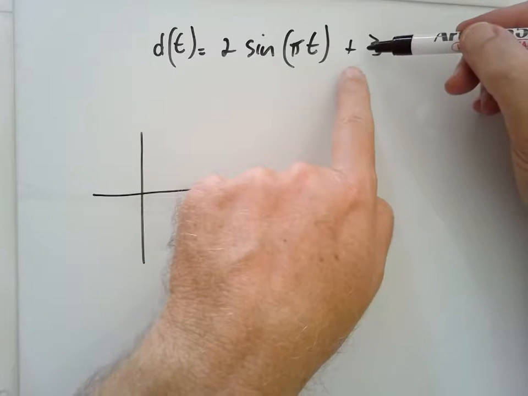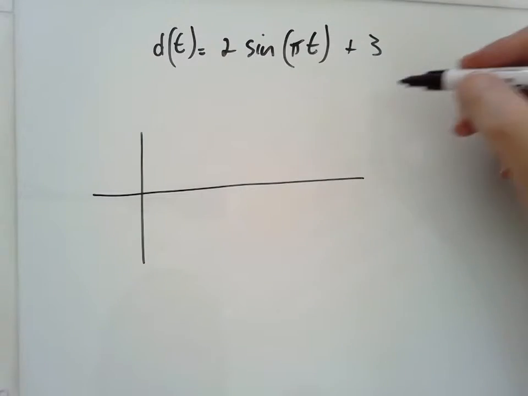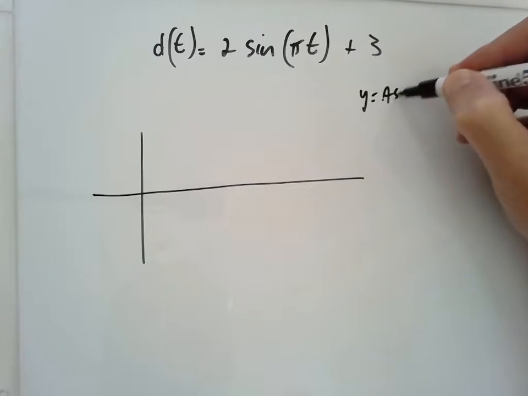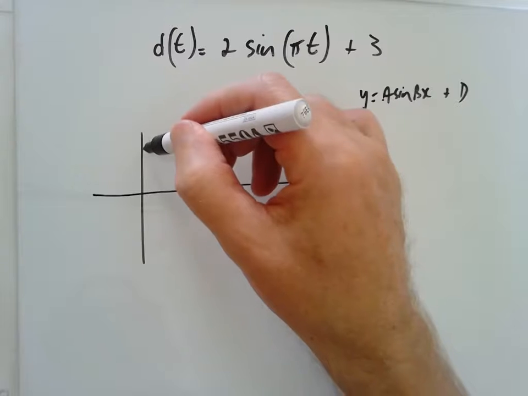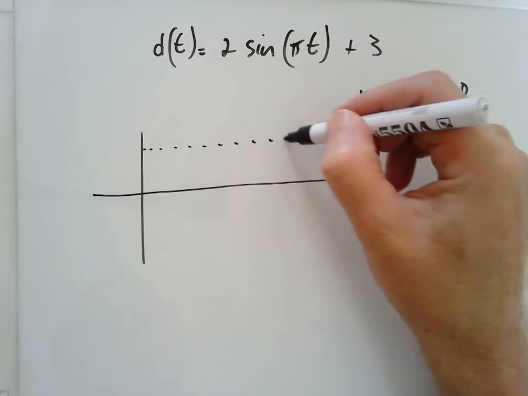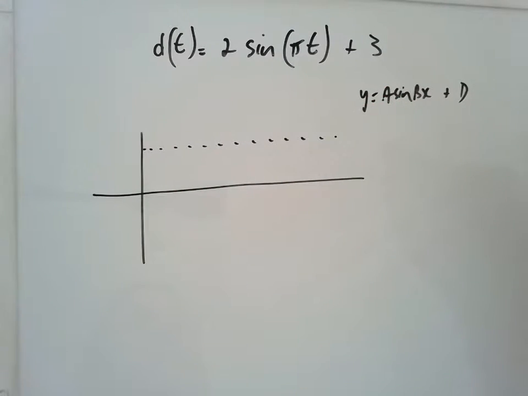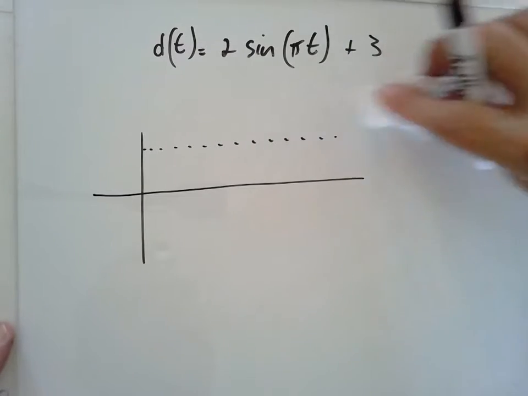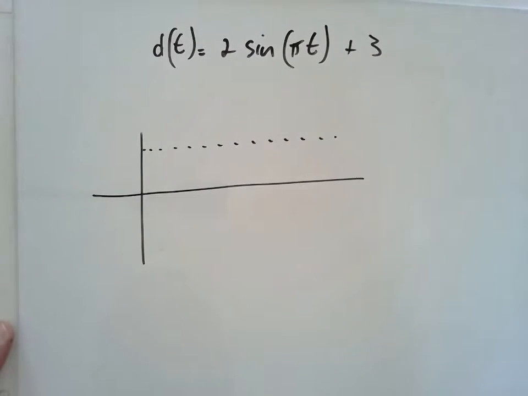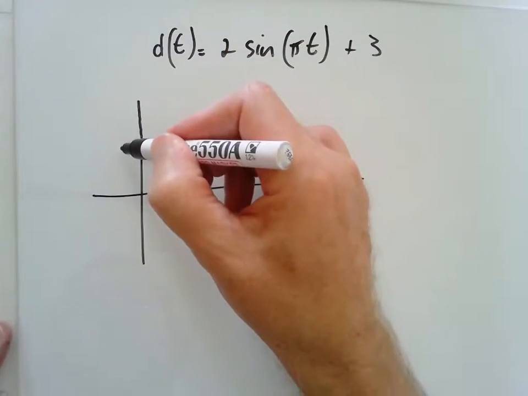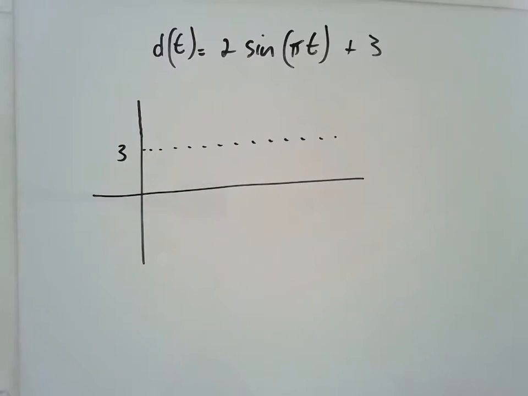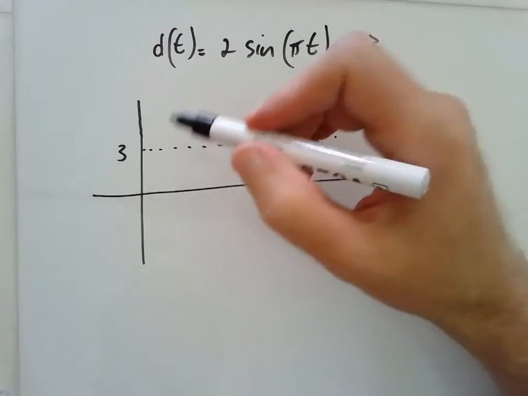So this is in the form y equals a sine bx plus d, where d is the pivoting point, I guess, of the graph. It's its central point, what it moves around. So I'm going to label this as the point 3. And as soon as I've got that, I'm just going to draw it in.